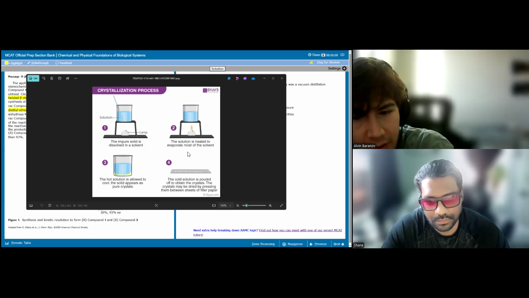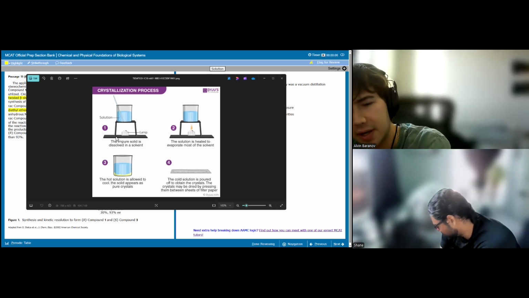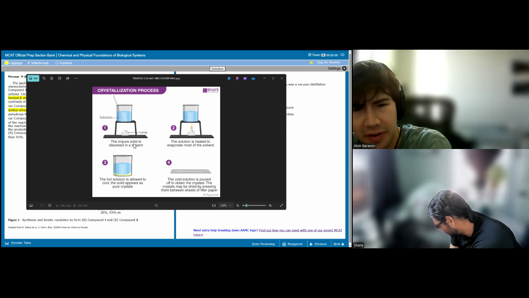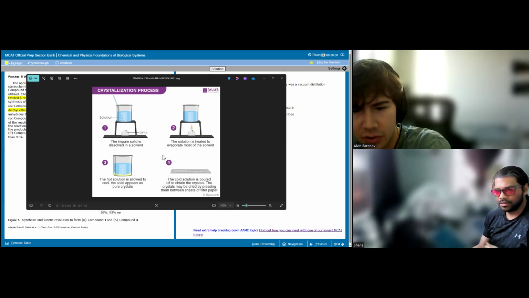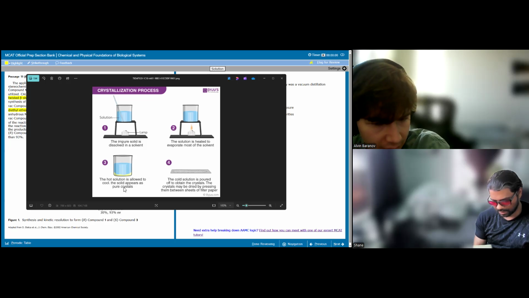Wait, so what's with recrystallization? It's a little more intuitive, I feel like. I mean, you're just remaking the compound, just slower. So you're evaporating the solvent, but I don't get step three.